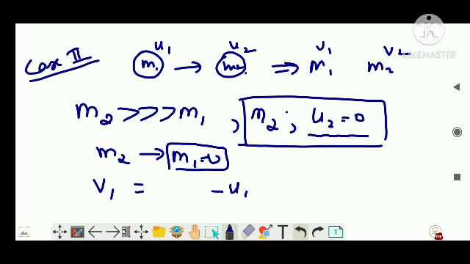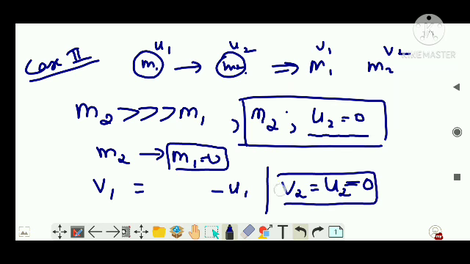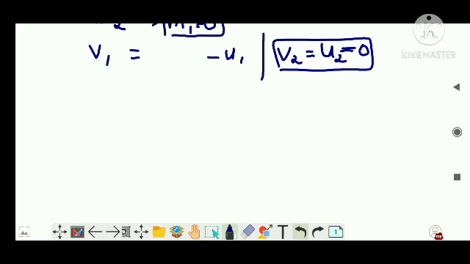Similarly, let's say u2 is equal to 0. Similarly, what will v2 be? Substitute the value of m1 is equal to 0. You will find the final velocity of the second body is equal to u2. But you just found that u2 is equal to 0, right? So v2 is equal to 0. Okay, so just write the sentences here.